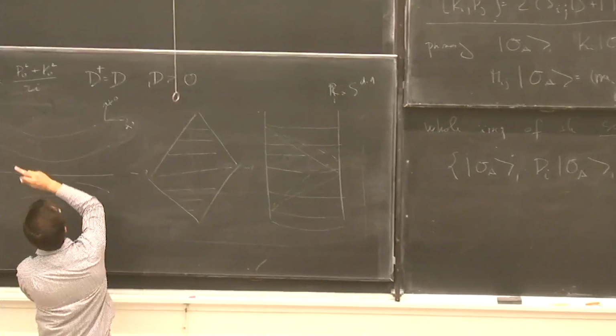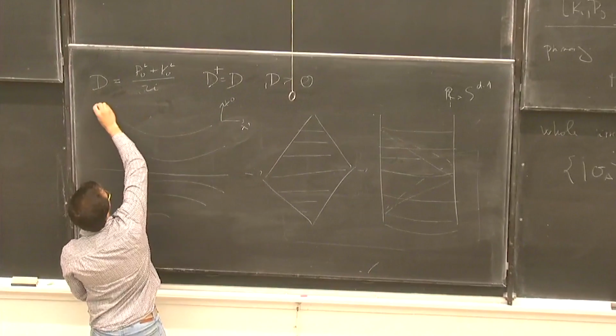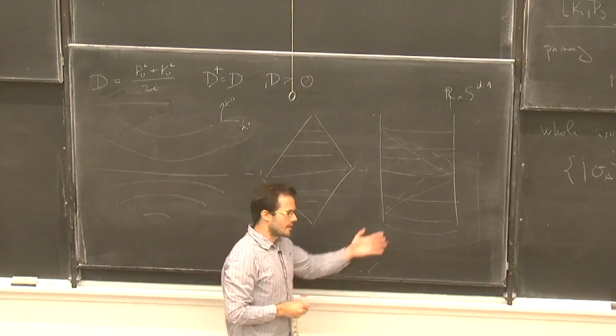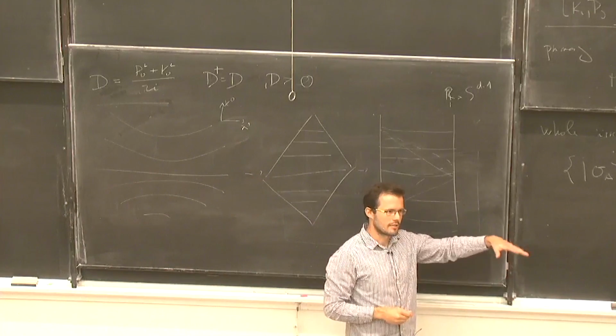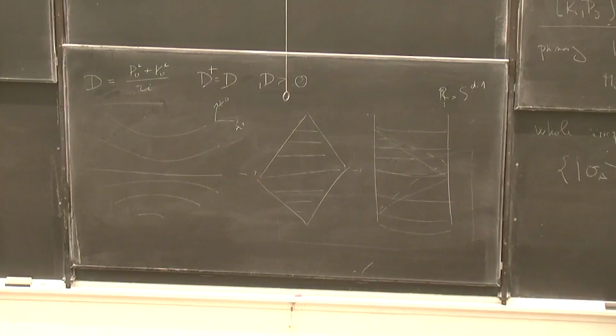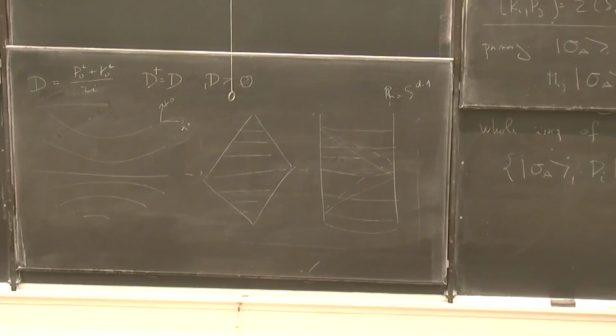So because H is a positive operator, this is also a positive operator, and it's not hard to see that the scaling dimension must be bounded from below as a result of that. So all of such representations are those that I described here.